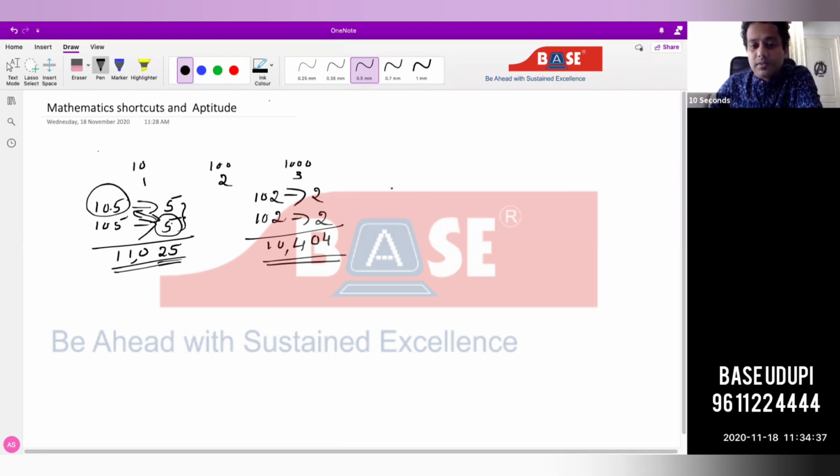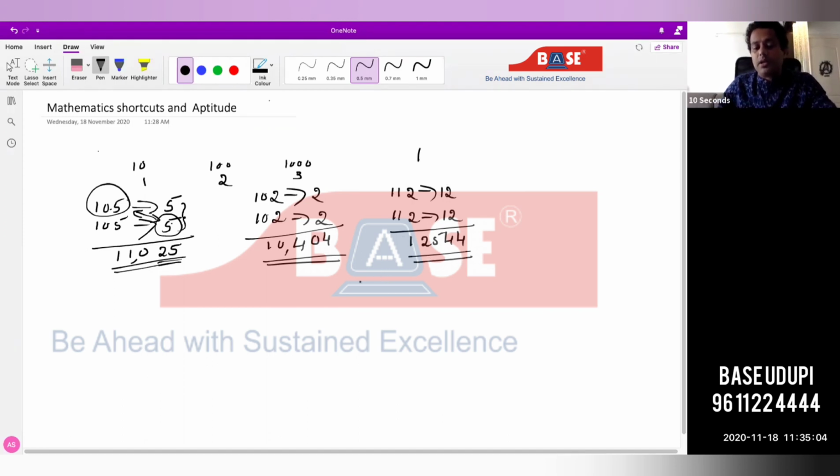If I take 112 into 112, 12 more than 100, 12 more than 100, 12 into 12 is 144. We are allowed to write only two digits, 44. One you need to carry. 112 plus 12 is 124. Plus 1 carry is 125. So remember, if you take 100 as the base, you're allowed to write only two digits after multiplying. Anything more than that, you need to carry it. Anything less than that, you need to put 0. Let me take a few more to make it easy for you.